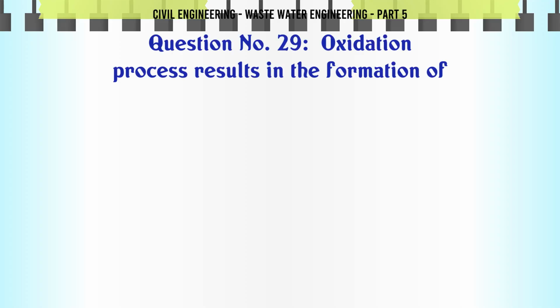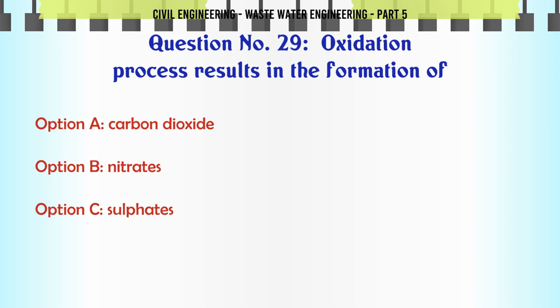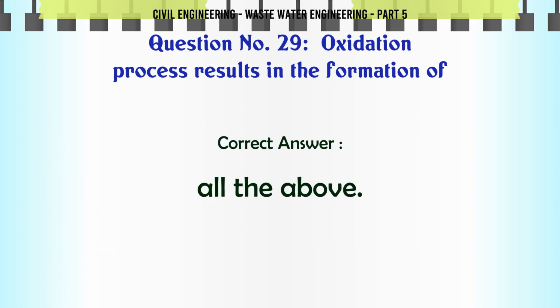Oxidation process results in the formation of A. Carbon dioxide. B. Nitrates. C. Sulfates. D. All the above. The correct answer is all the above.